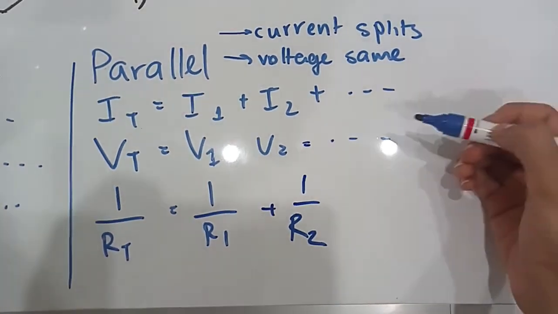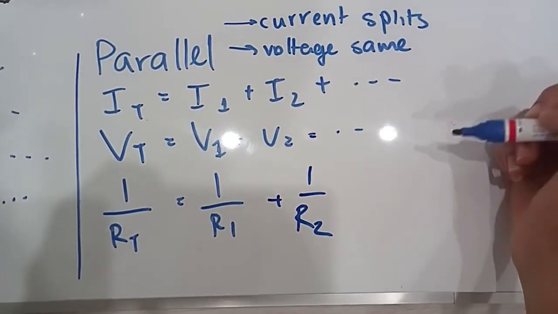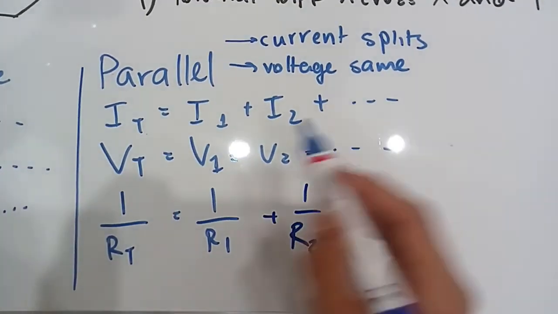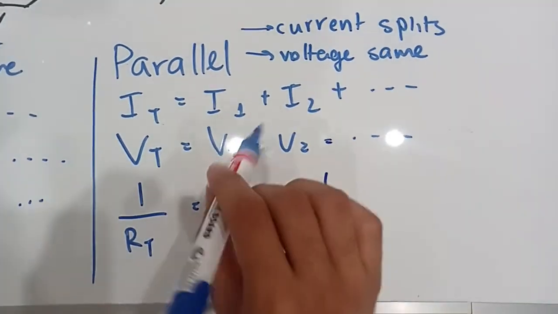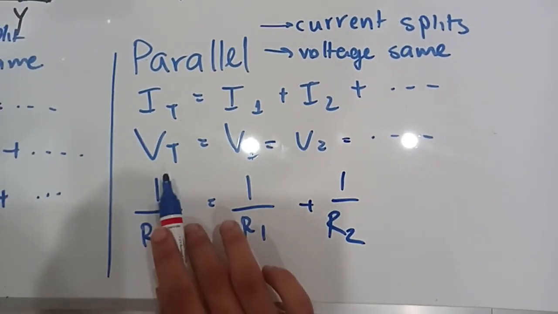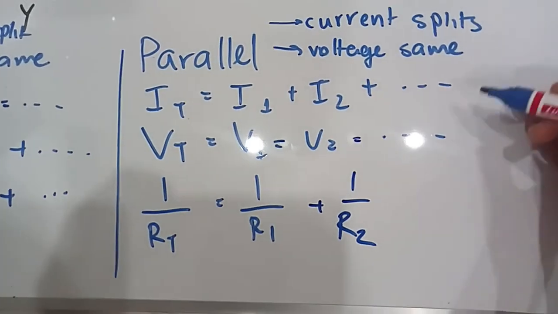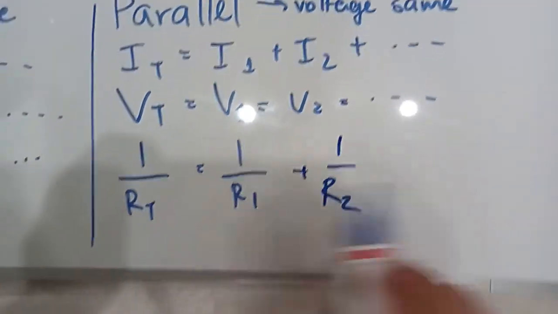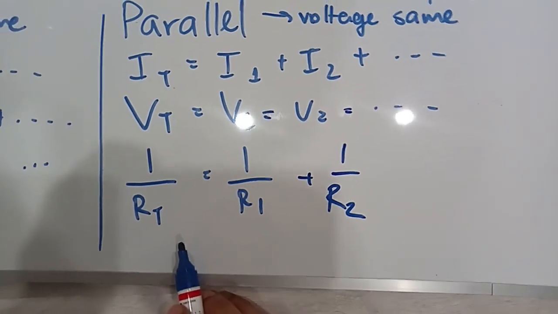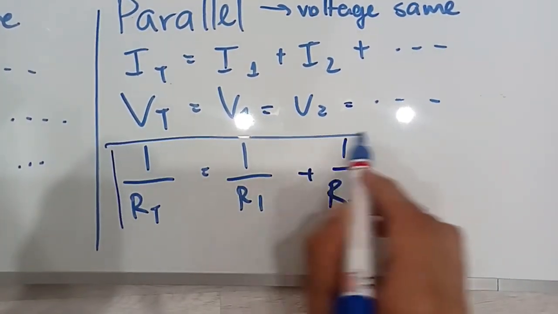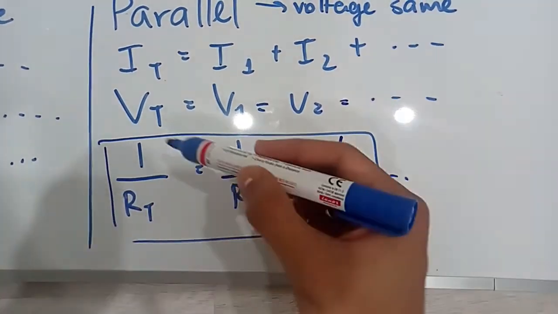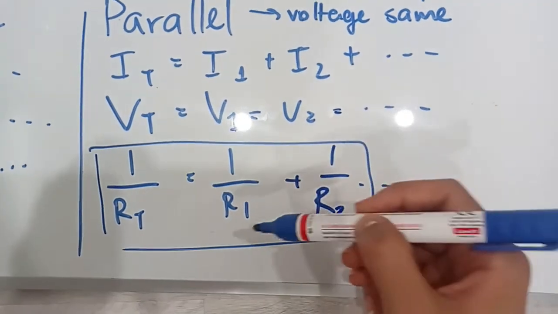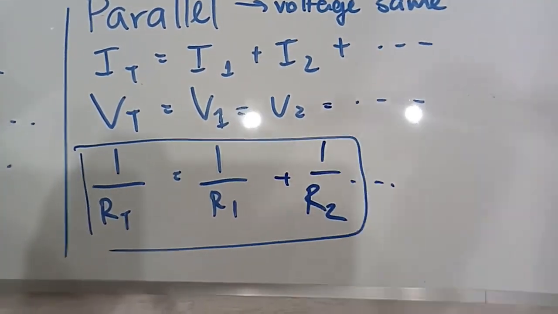Now, it's a bit different for parallel. In parallel, the current splits, but the voltage remains the same. So if I want to find the total current, I have to add all the currents flowing through each wire. If I want to calculate the voltage, since that remains the same, I can find any voltage and all the other voltages are going to be equal to that. There's a quite odd way of calculating the resistance. The reciprocal of the total resistance is equal to the reciprocal of the first resistor plus the reciprocal of the second resistor, and so on.